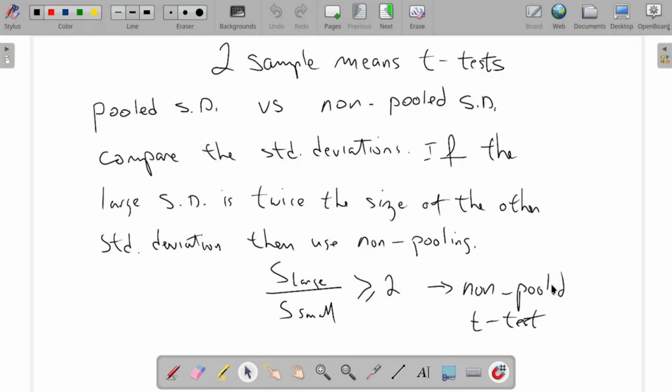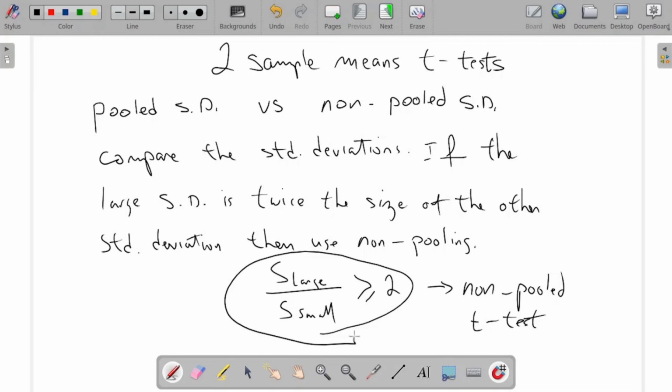Simply put, if the large standard deviation is twice the size or larger than the small standard deviation, then we're going to use the non-pooling formula. Now if we take a look at that mathematically, that's saying S large divided by S small is greater than or equal to 2. So if that happens, use the non-pooled test statistic. And that's the formula on page 3 of your formula sheet. It's in the 4th row of the box on page 3, on the table on page 3.